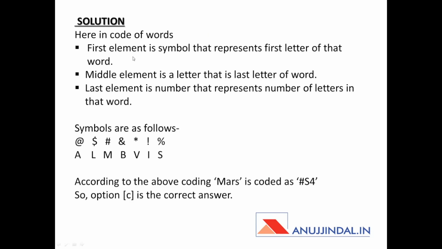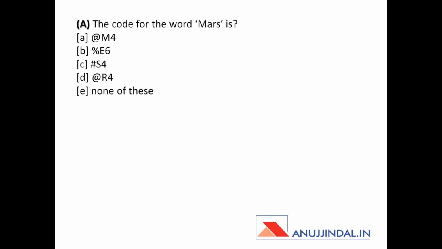Now the solution says the first element is a symbol that represents the first letter of the word. So the first element is a symbol given in the code that represents the first letter of that word. We don't know exactly which symbol is representing which letter. Now let's see the second code. The middle element is a letter that is the last letter of the word. And the third condition says the last element is a number that represents the number of letters in the word. So again we will go back to the codes and try to figure out which code stands for which word.